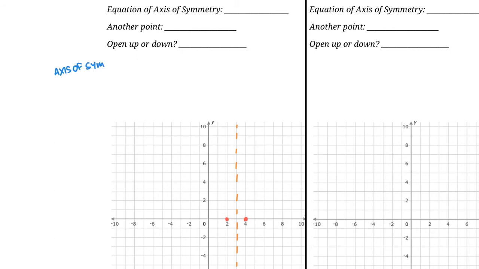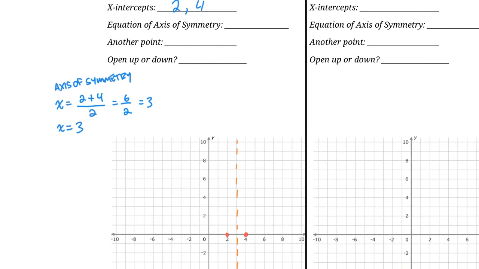We need to find the number that is directly in the middle of the two x-intercepts. And we do that by finding the average between our two x-intercepts. So we take our two x-intercepts, 2 and 4, add them together and then divide by 2. This will give us the exact number right in the middle. So 2 plus 4 is just 6, and when we divide 6 by 2, that's just 3. So this is what our axis of symmetry is. X is equal to 3, and that's exactly what we found on our graph. And let's put that back up here.